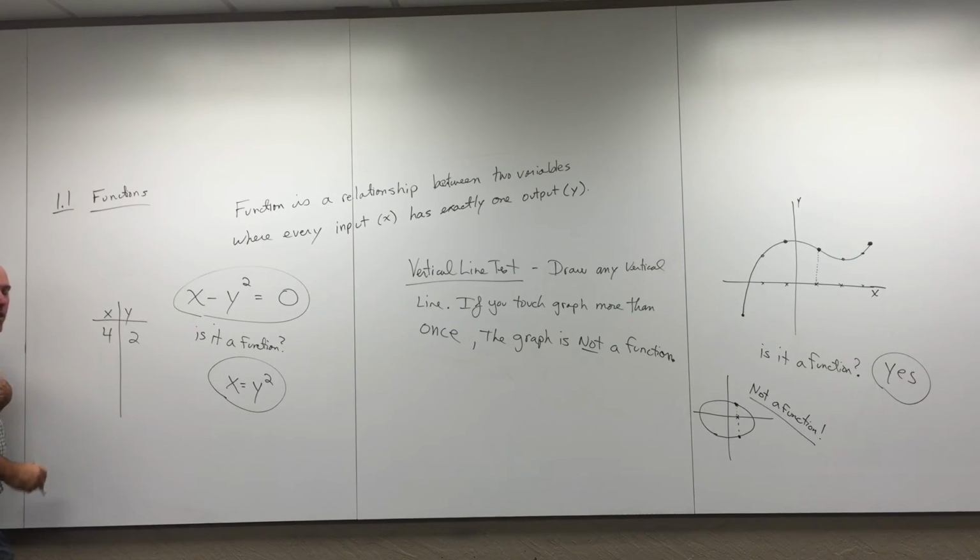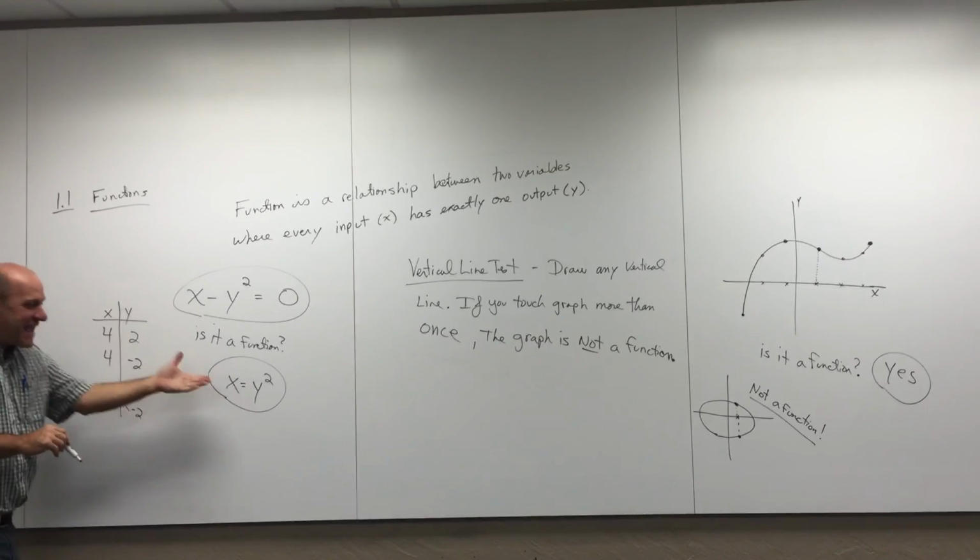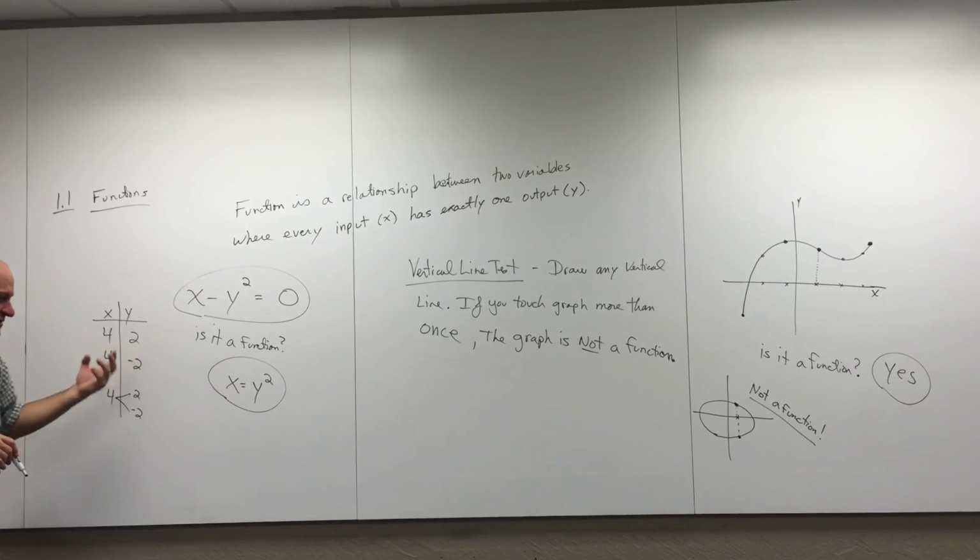That's easy, right? What if I plug in a negative 2 for y? 4. All right. I think I just stumbled onto the fact that if x is a 4, there's two answers. There's a 2 and a negative 2. And therefore, it's not a function. Thank you. But that was tricky. After I did it, it doesn't look too tricky. But staring at an equation and trying to decide whether it's a function or not takes a little investigation.